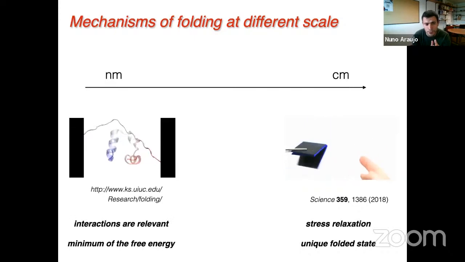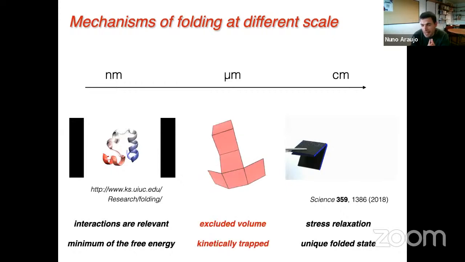By contrast, if you look at the nanometer scale, like for example in protein folding, then the interaction between the different components of the protein, the different amino acids, becomes important. And therefore, although it's believed that the final folded configuration corresponds to a minimum of the free energy, the folding path depends on this interaction between the different components of the protein.